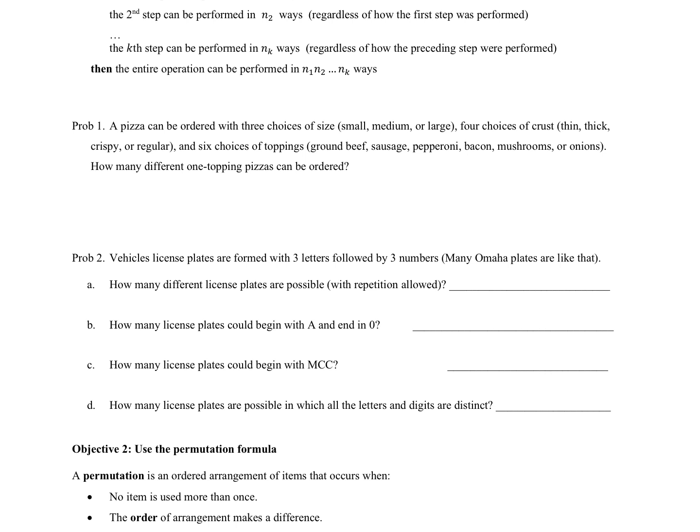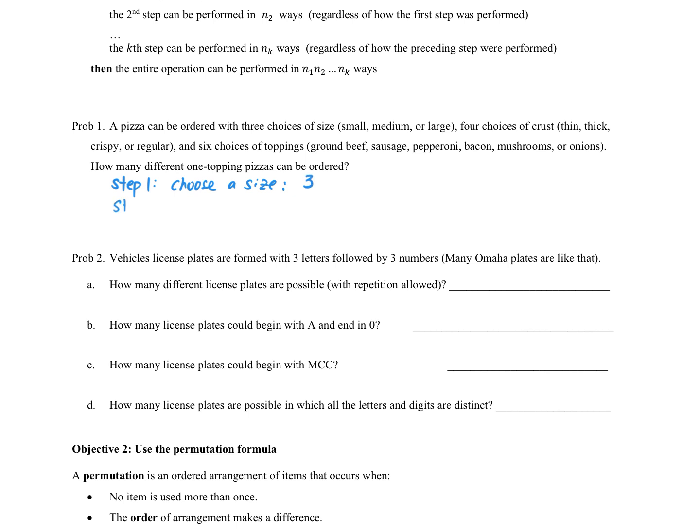So here the operation is to decide how many possible one-topping pizzas, right? So you have to break that into different steps. So here the step number 1. Call it step 1. Let's choose a size. There are 3 choices, small, medium, large. So therefore, 3 number of ways to do that.